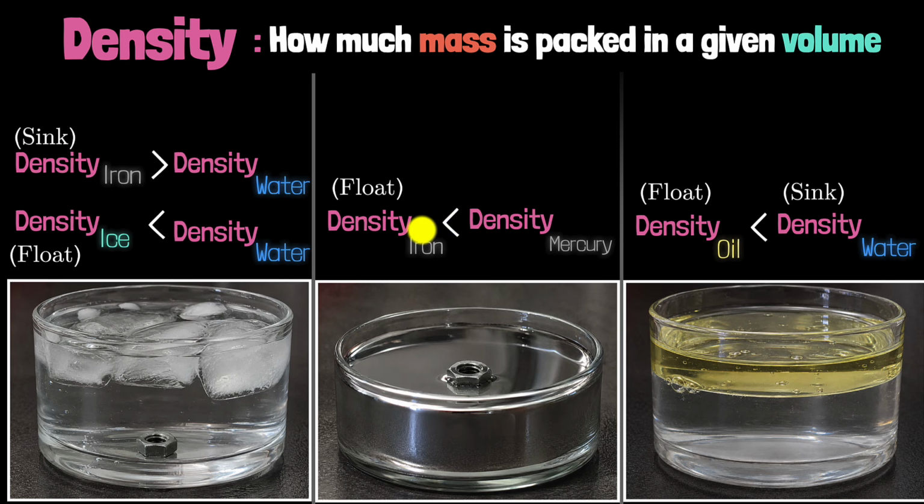So long story short, density is a measure of how much mass is packed in a given volume. More the mass packed in a given volume, higher the density. And it's very useful to think about whether stuff is going to float or sink in a given liquid. If the stuff has higher density compared to that of the liquid, it will sink. If the stuff has lower density compared to the liquid, it will float.